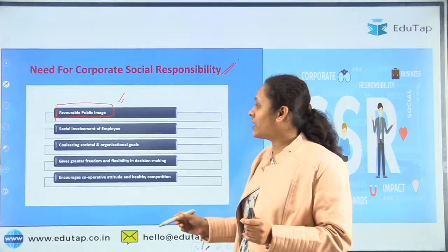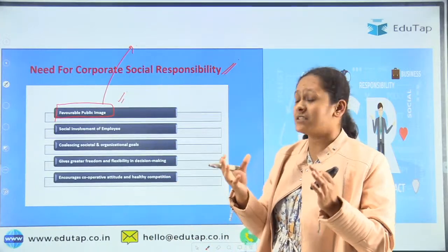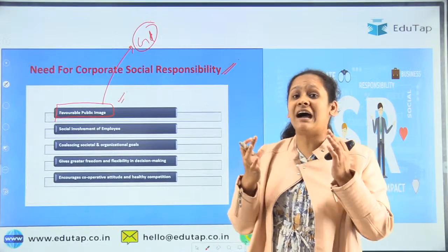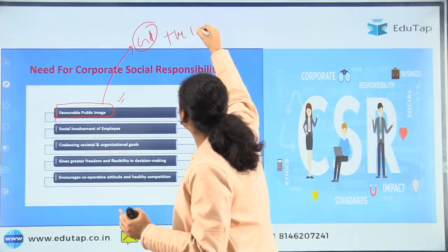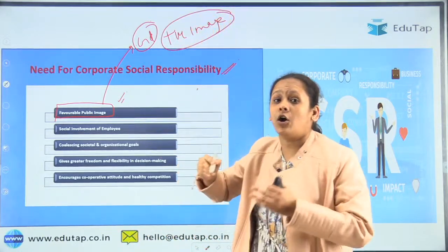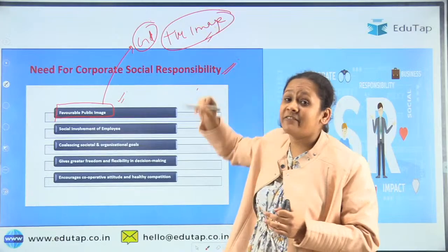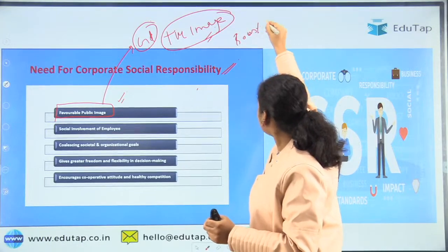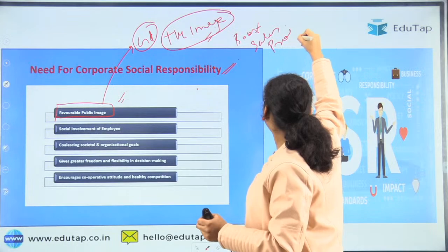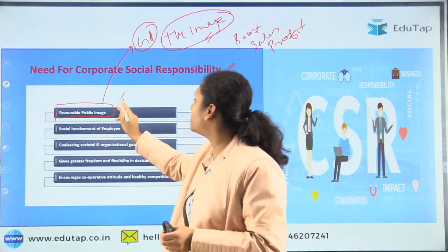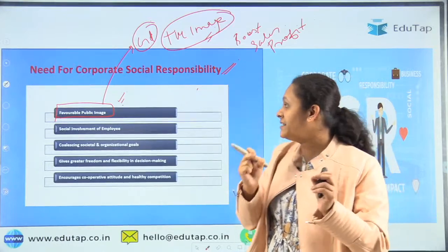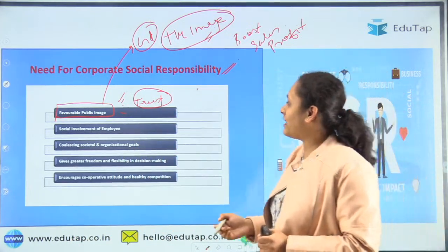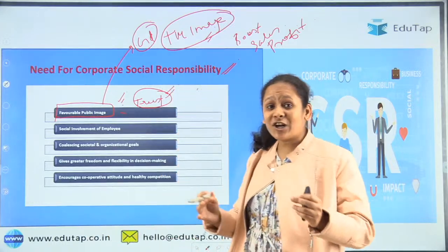Now, when you do good to the society, the people or the customers as a whole start looking at you in a good way. So what is this doing indirectly? It is creating a brand value for the company. A positive image is being created about the organization. And how would this help the company? It would indirectly boost the sales and eventually the profit. Okay? This is what favorable public image means. So the key term you have to remember is trust. When a company gets into these kinds of activities, people start showing trust towards that company.